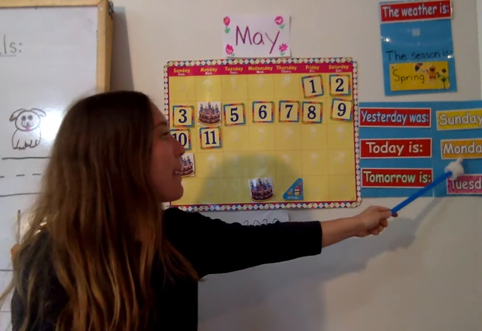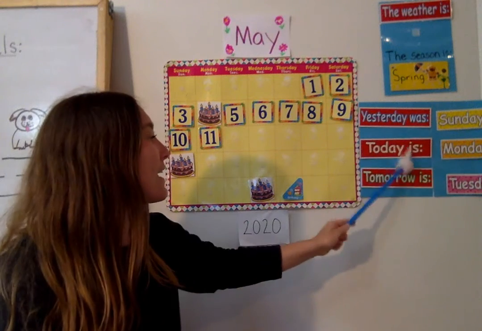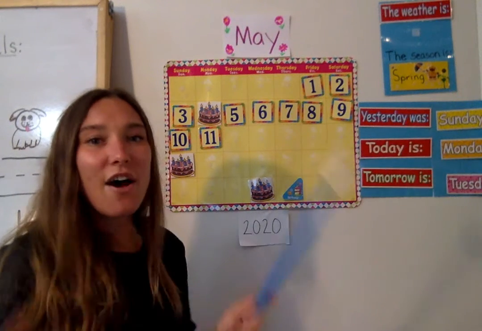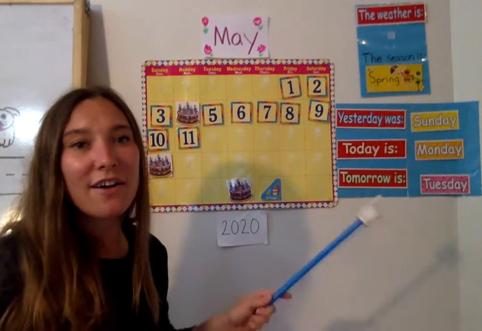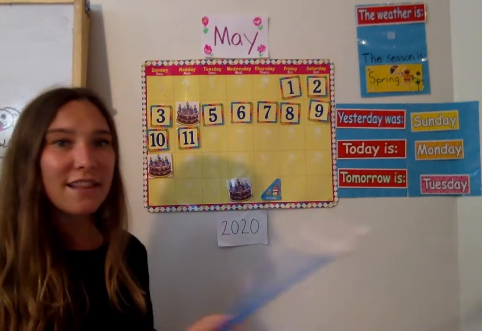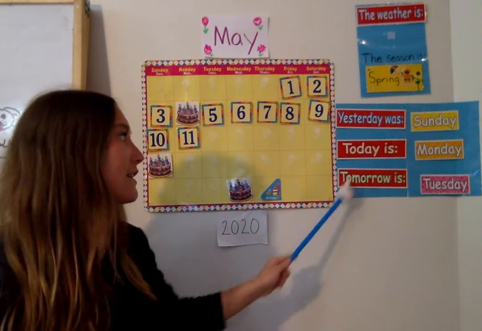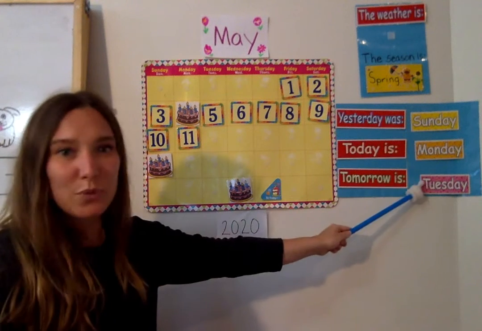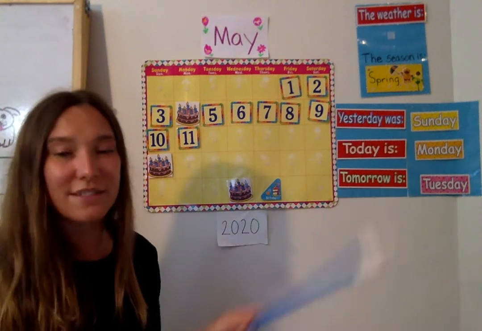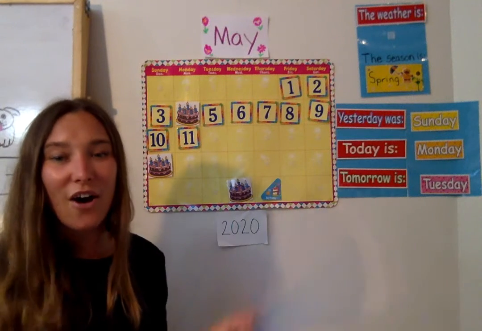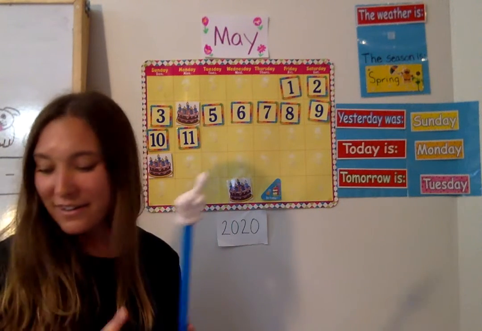Today is Monday, all day long. Yesterday was Sunday, tomorrow will be Tuesday, all day long.